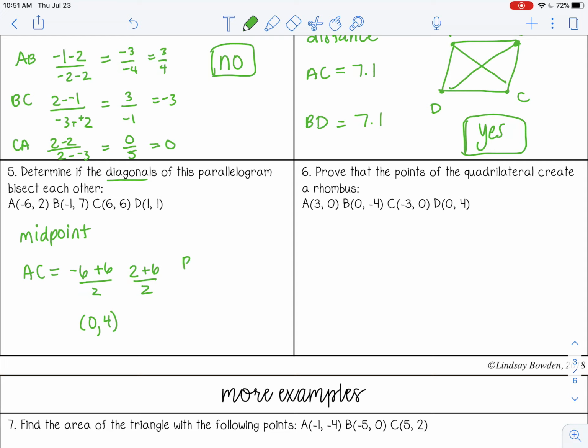All right, so then we would do BD. So negative 1 plus 1 is 0, divided by 2 is 0. 7 plus 1 is 8, divided by 2 is 4. So that would be yes, because they had the same midpoint. They are cutting each other in half.